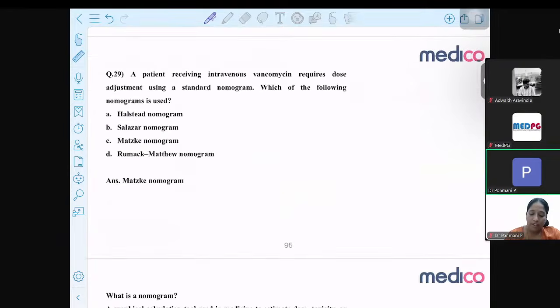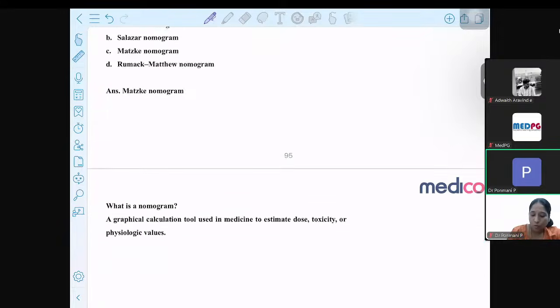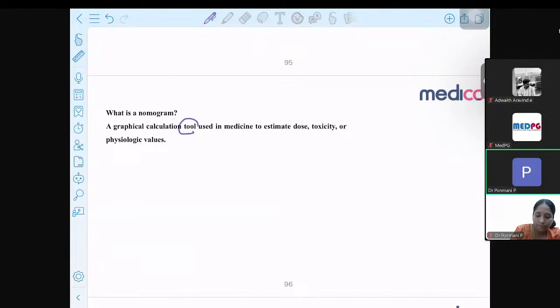And now coming to the next question. A patient is receiving intravenous vancomycin, which receives dose adjustment using a standard nomogram. Which of the following nomograms is used? First, what is a nomogram? A nomogram is a graphical tool. What is it used for? It is used to calculate either a dose, toxicity, or any physiological value.